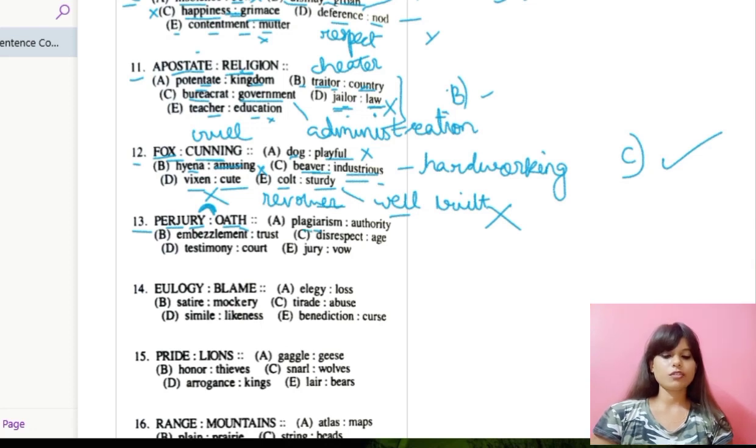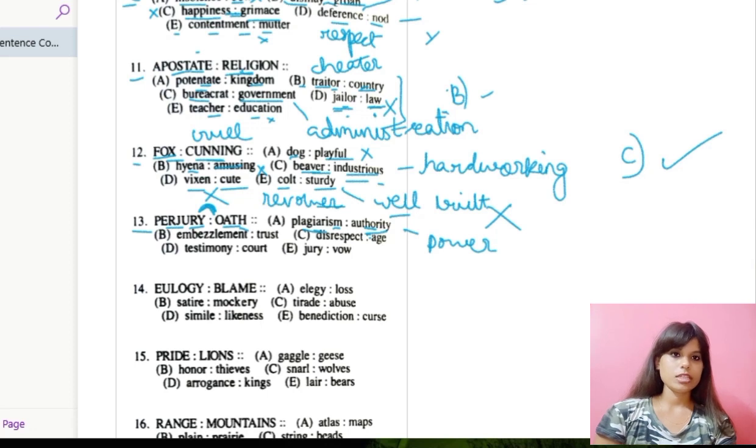Plagiarism and authority. Now plagiarism means copying or piracy, you can say. Like it's not the original work, you are copying it or taking the idea from some original work. It's derivative. Okay, next is authority, the power or right to give orders. Okay, so plagiarism and authority, no, it's not going. Like cheating or plagiarism, derivation and power, it's not going.